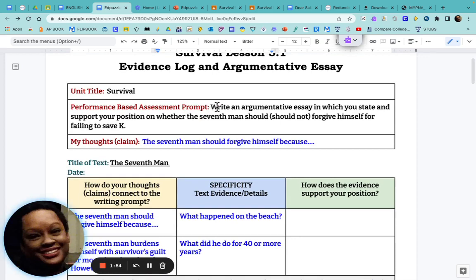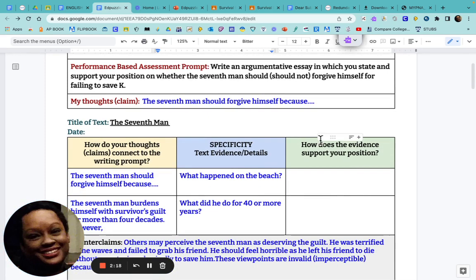Let's read the writing prompt for this argumentative essay. Write an argumentative essay in which you state and support your position on whether the seventh man should or should not forgive himself for his failure to save Kay. And your claim is going to be your thesis statement. Now pay attention to this. The seventh man should forgive himself because... you must tell me why the seventh man should forgive himself. You just can't say he just should. You must tell me why he should forgive himself.